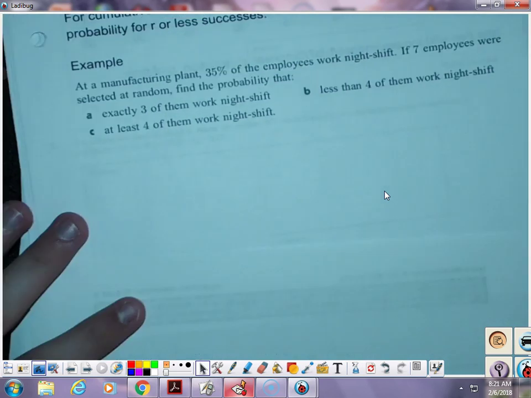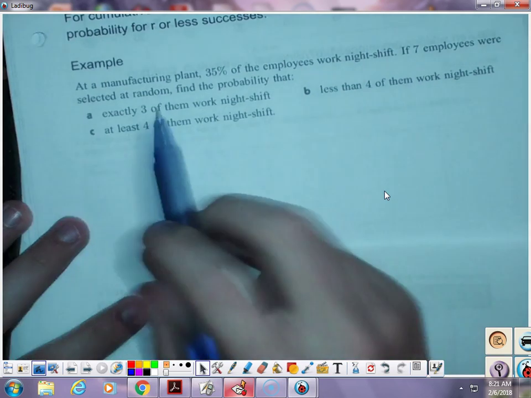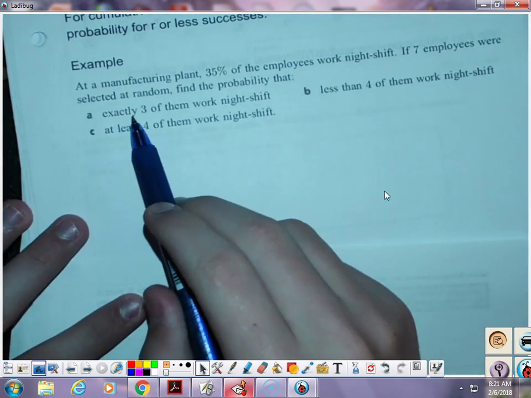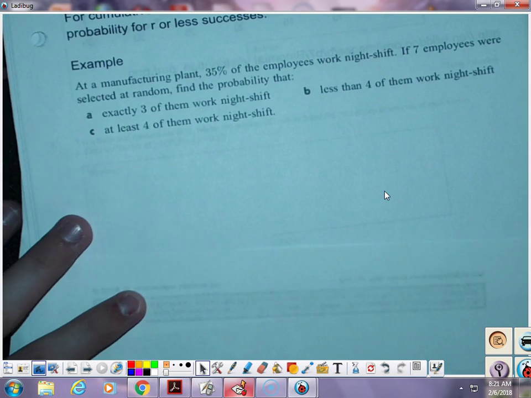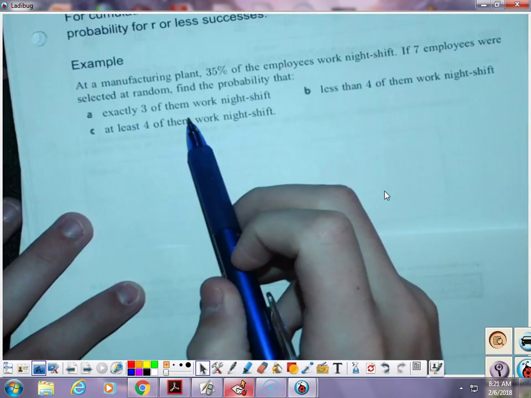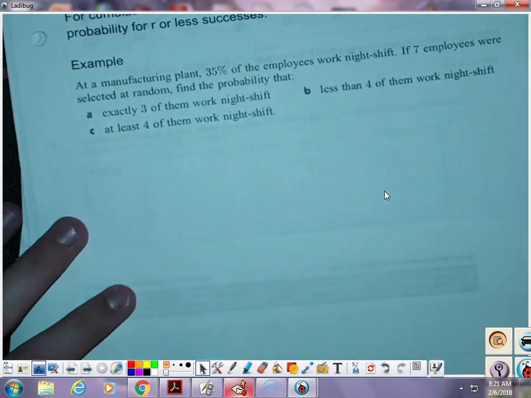Okay, anyway. Because you're going to go pretty much calculating this. Just start reading. Anyway, at a manufacturing plant, 35% of the employees work night shift. If 7 employees were selected at random, find the probability that A, exactly 3 of them work night shift. Jack, when you start with the X squiggle B, yes, because that gives you ID points.